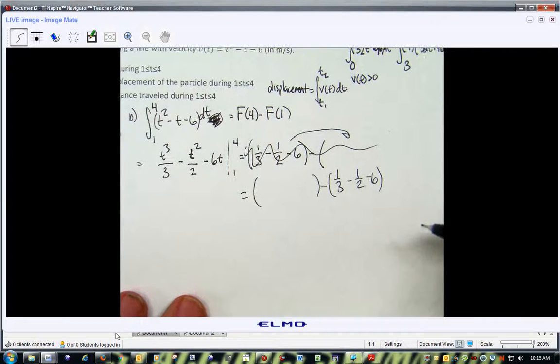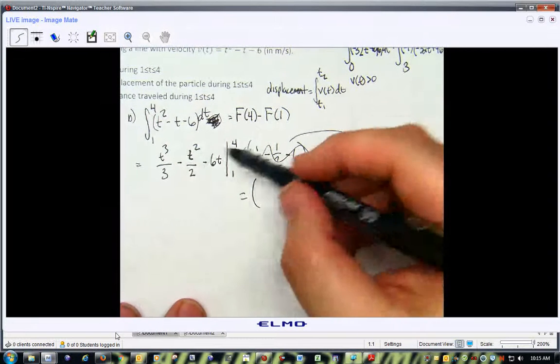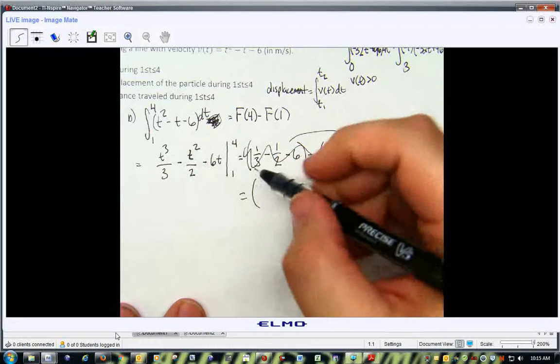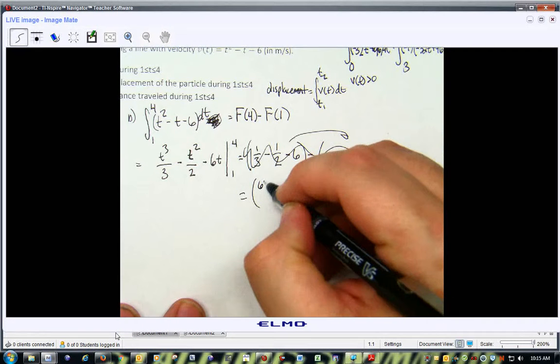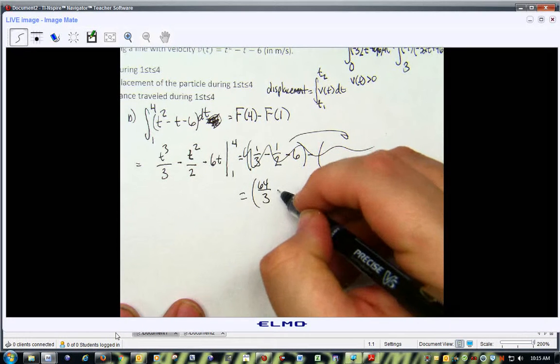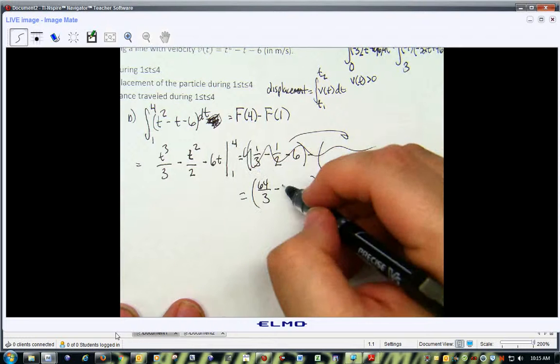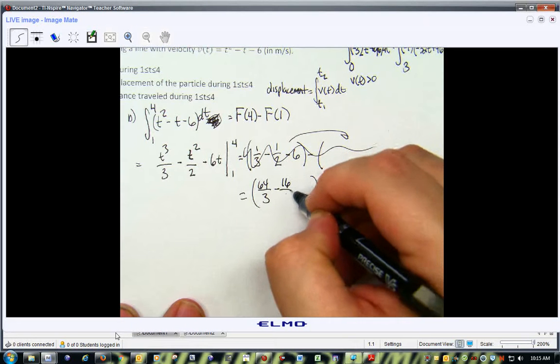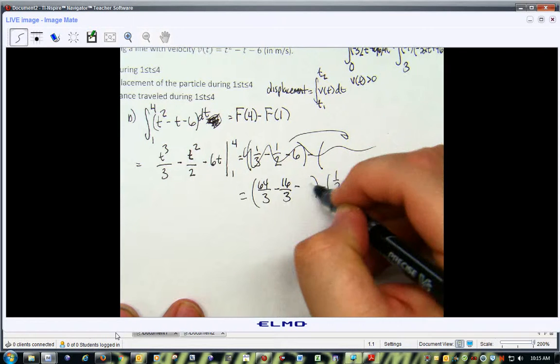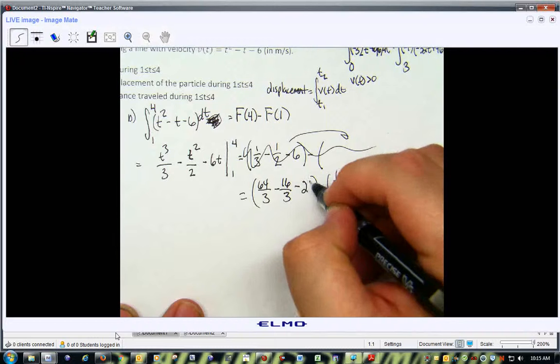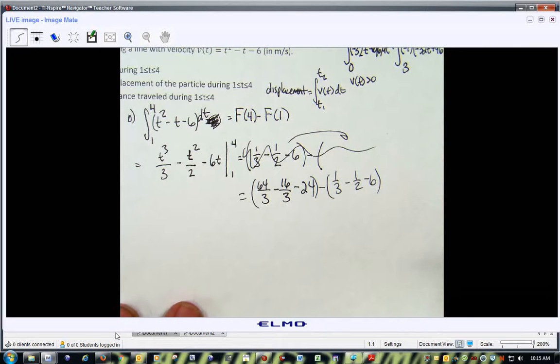Alright, put 4 in here. 4 cubed, 4 times 4 times 4, is 64 thirds minus 4 squared, which is 16 thirds minus 24. 16 halves.